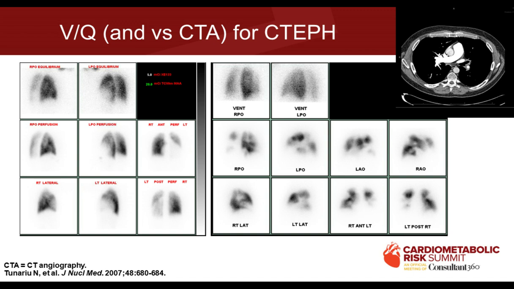So if there was any question, one can go ahead and do a CTA, but I would look at this scan and say, this doesn't look like chronic thromboembolic pH, particularly not pH of her severity. There's just no way that she has clots in enough vessels to cause really severe pH like we're seeing on her echo.